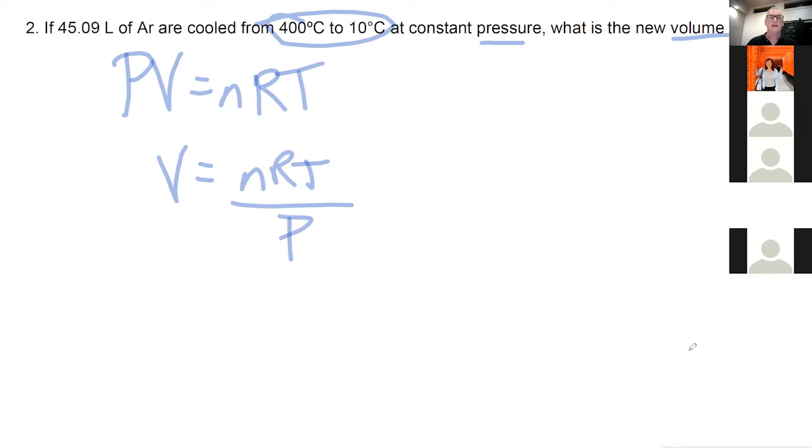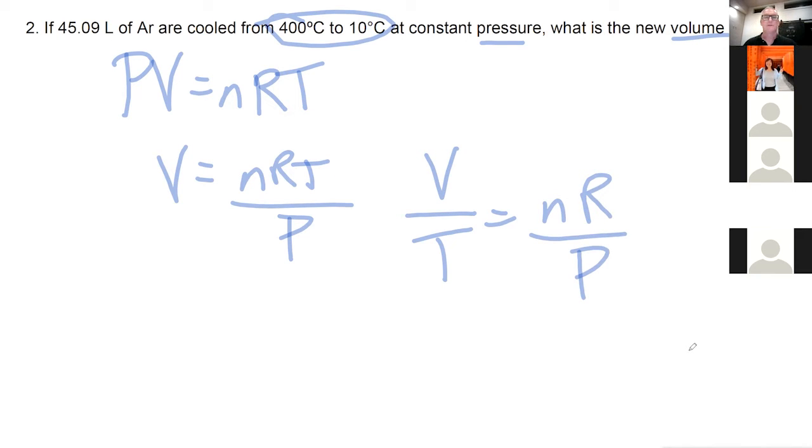So what I want is T to be with V. So I'll divide both sides by T, and that equals nR over P, right? Does that look right to everybody? You see what I did there, or should I do that again? Can you do it again? Sure, no problem.